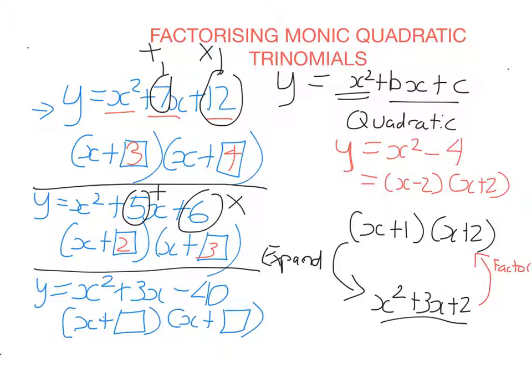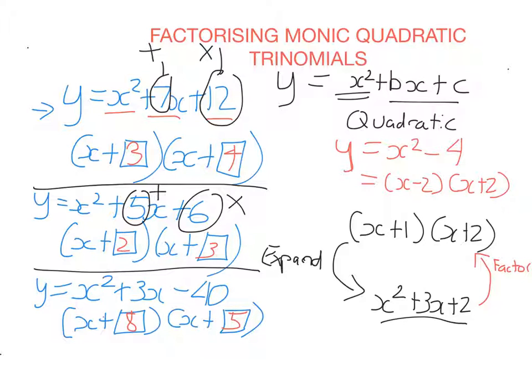So we still go through the same process. We look at factors of 40 and we want ones that differ by 3. So once you go through them, you'll see 8 and 5 differ by 3. So I put an 8 and a 5 in, okay? The problem is they can't both be positive because 8 times 5 is positive 40 and 8 plus 5 certainly doesn't equal 3. So one of these has to be negative.